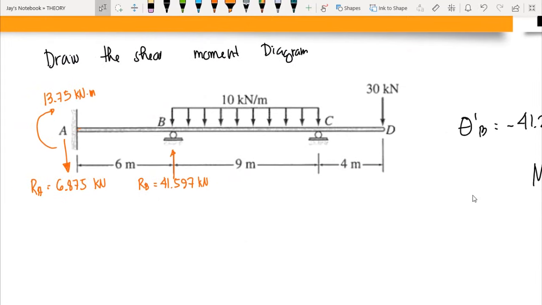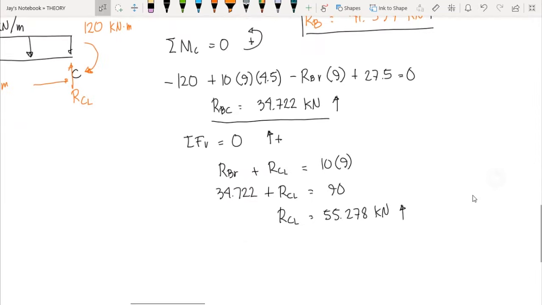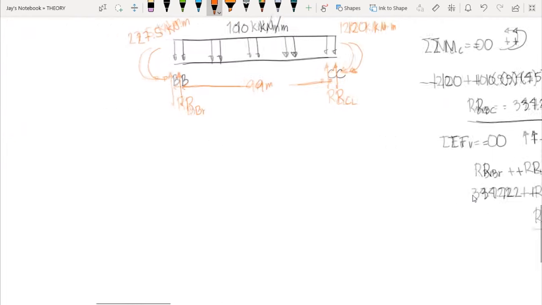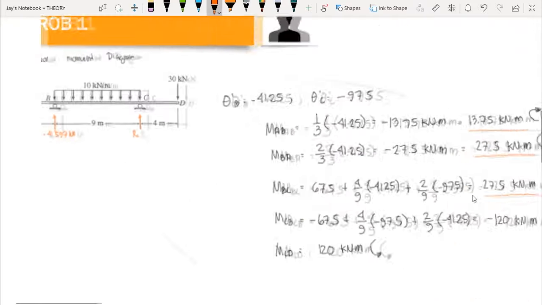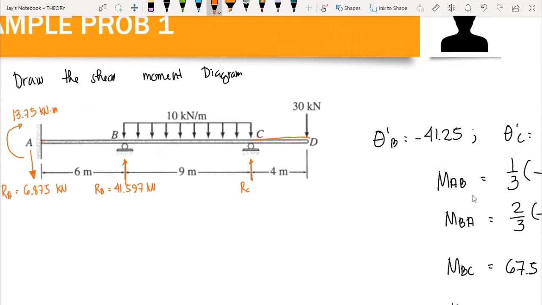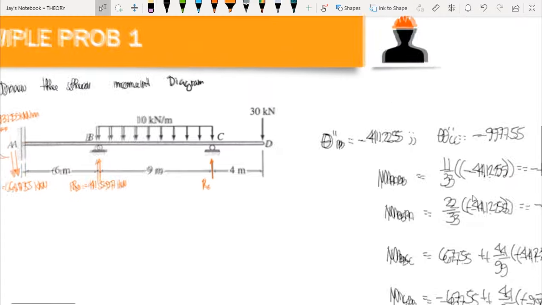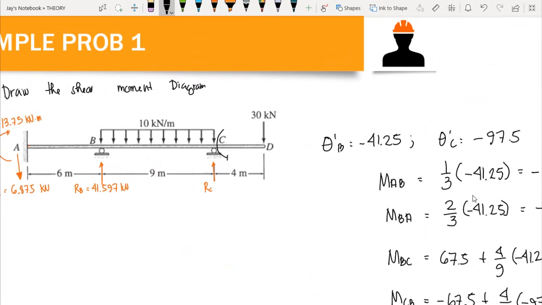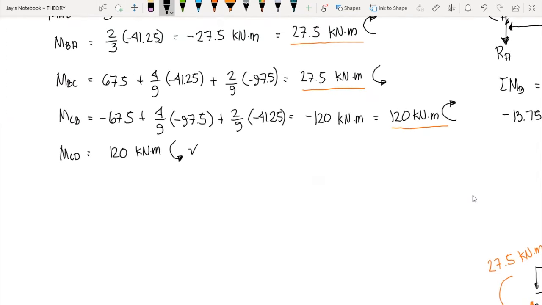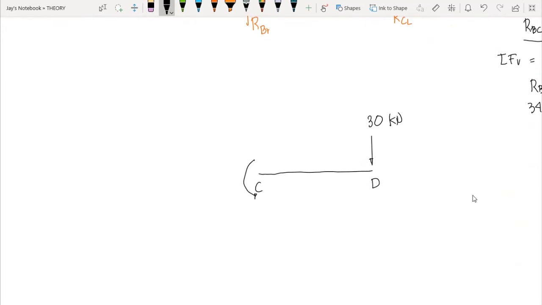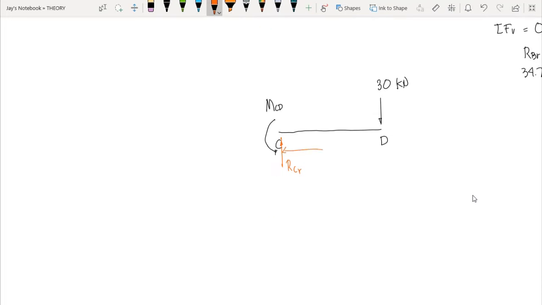Okay, so this is our moment here. And our last reaction is RC. We have already computed the value of RCL, so our goal here is to compute RCR. So we can cut at CD. We have C and D here. Again, we have a 30 kilonewton load here, just like what is shown in the figure. And we have, of course, the moment CD, which is rotating counterclockwise. And then we have the reaction here, which is RCR, and then we have a length of 4 meters.